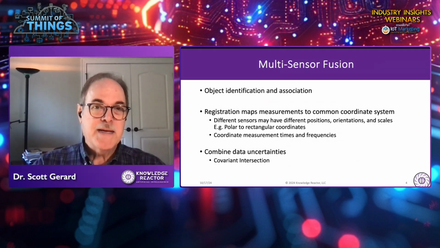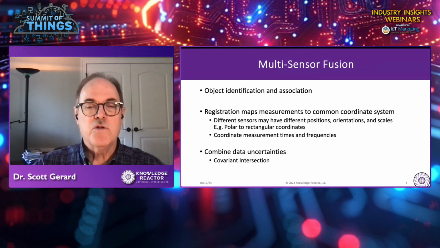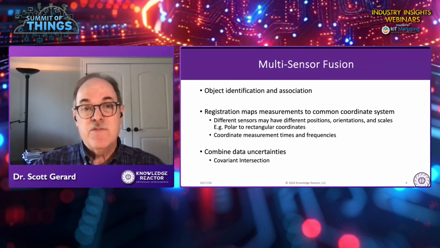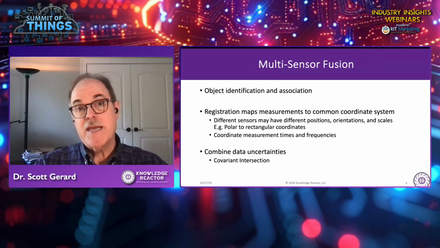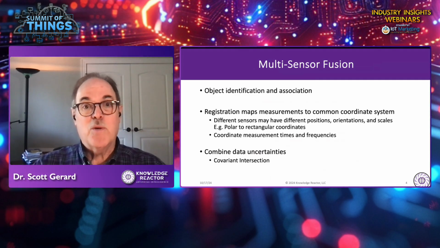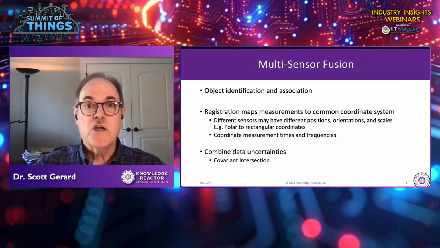There are 3 main tasks that you're probably going to need to think about when you're doing multi-sensor fusion. The first one is, obviously, you have to identify the object. If we're talking cameras, you need to be able to identify: there's a person here, there's a vehicle here, whatever target you're trying to track.